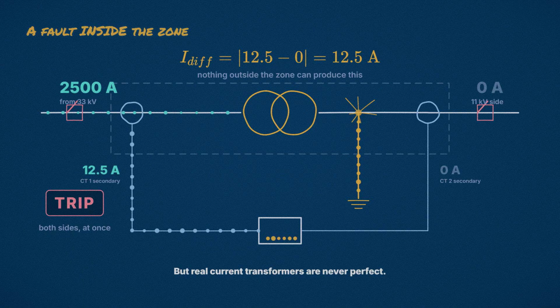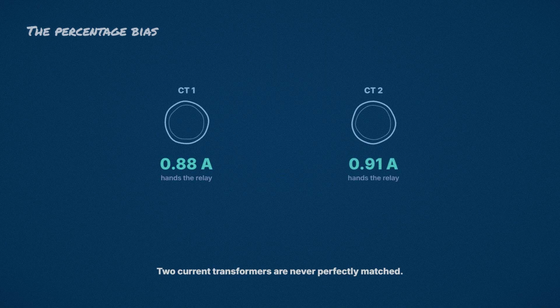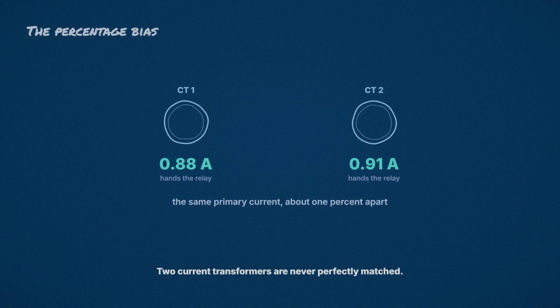But real current transformers are not perfect, and that is a problem. Two current transformers are never perfectly matched. Their small errors grow as the current grows.